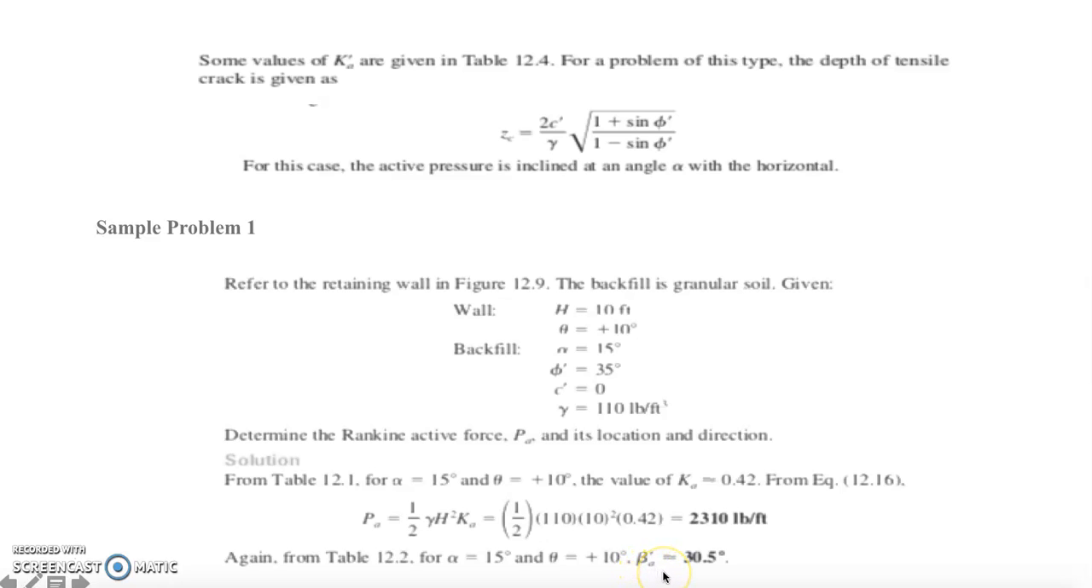So basically, from our given value for phi prime, which is 35 degrees, we don't have 35 degrees in the table. So we only have 34 and 36. So again, we have to interpolate, and upon interpolation, the value for beta prime A is equal to 30.5 degrees.